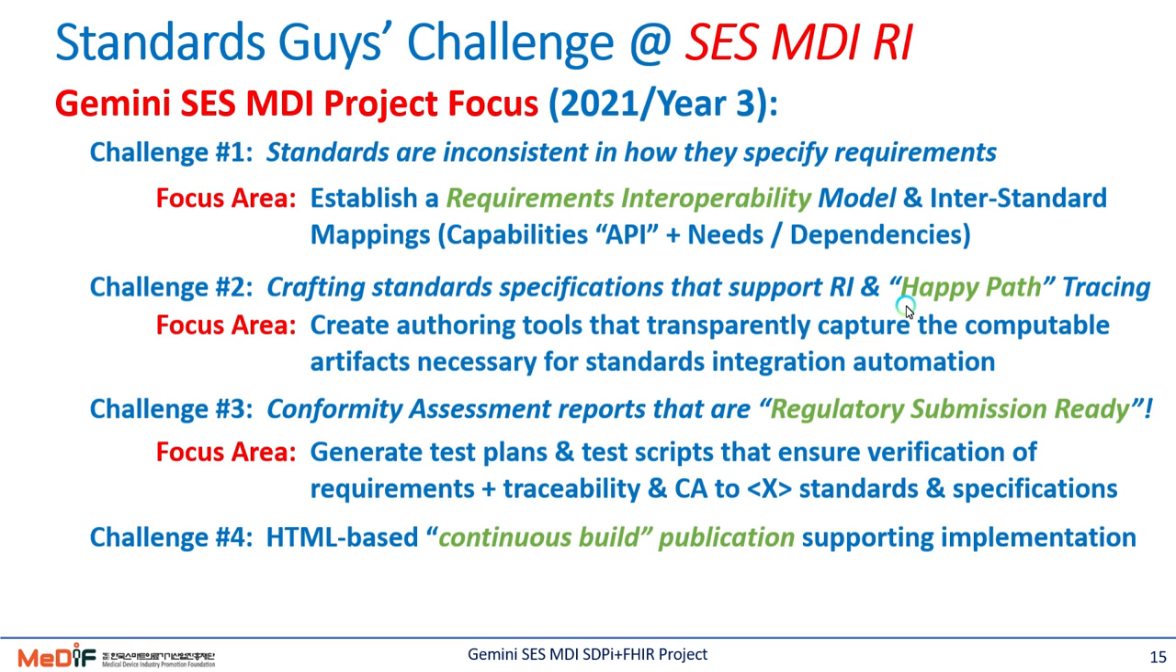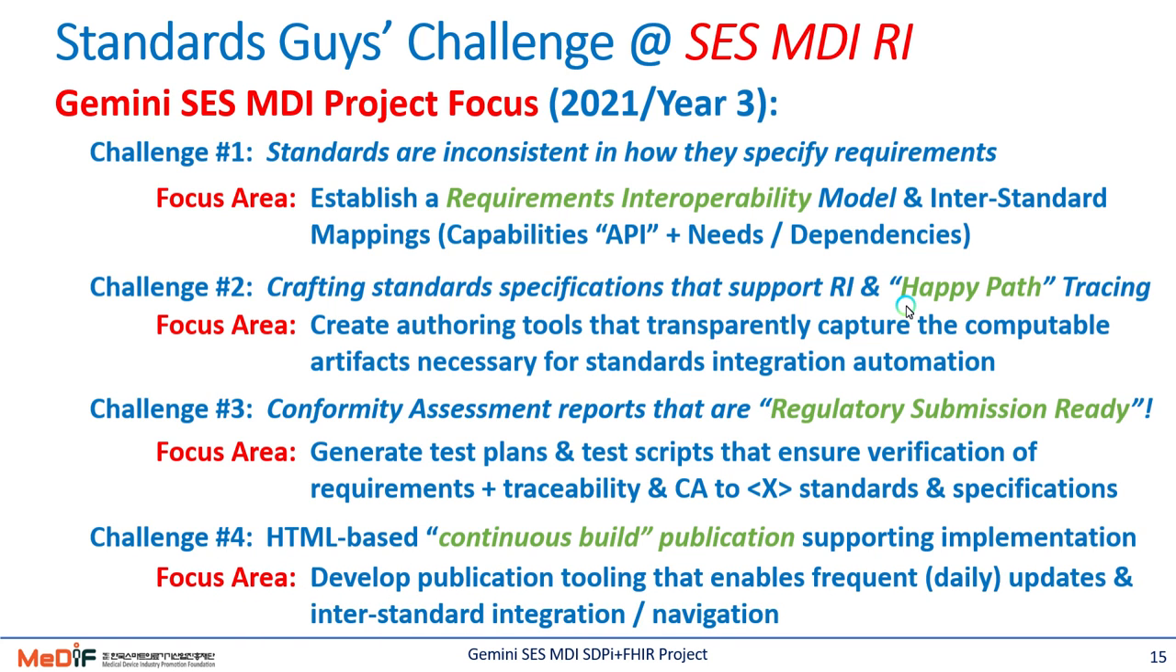And then the fourth challenge is to actually develop HTML continuous build publication processes and tooling that support implementation. Not just a PDF document that anyone who adopts it and implements has to go back and figure out what that means, how to do that, and then go to all sorts of testing events and wring out all the details and all the problems. How can we actually, out of the standard, generate the computable artifacts that allow them to implement it in a deterministic, quick way? And HTML-based, so web-based with a continuous build.